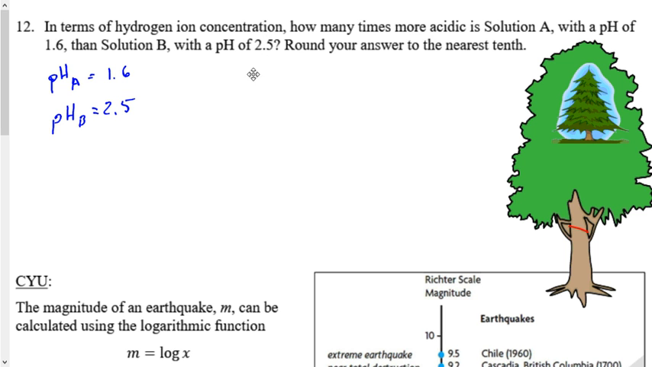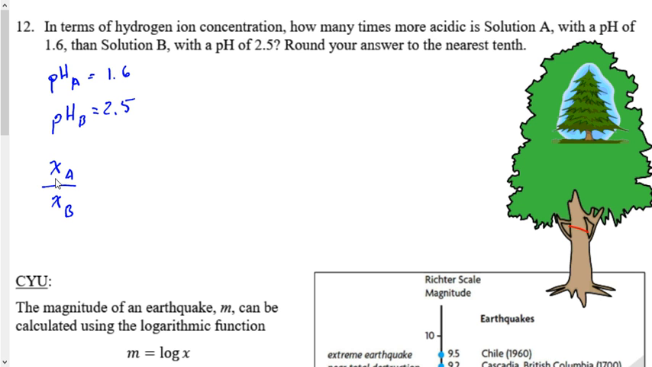So what we want to find in this question is how many times more acidic is A than B. So the one we're comparing to, the "than B," will always go in the denominator. So I want to find XA divided by XB. And again, these X's are the hydrogen ion concentrations. So that's what I want to be able to find in this question. I should say the hydrogen ion concentration, confusing the terms there.